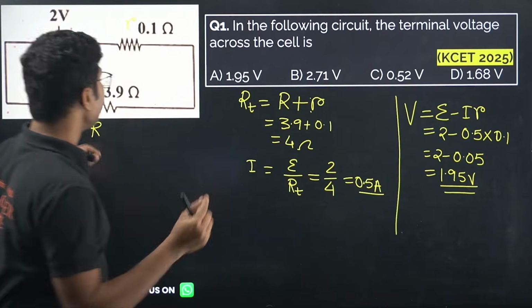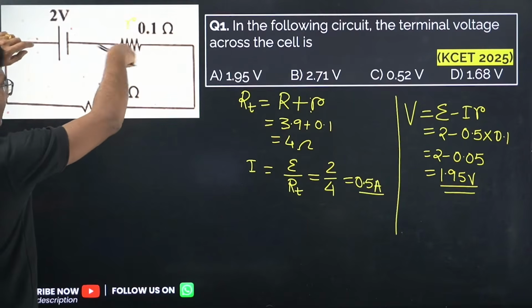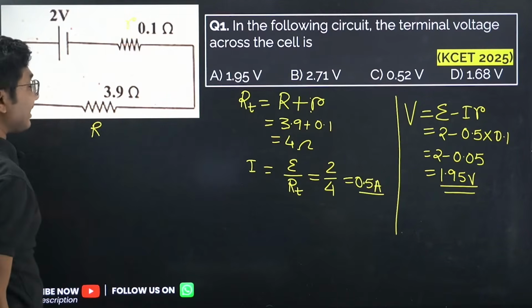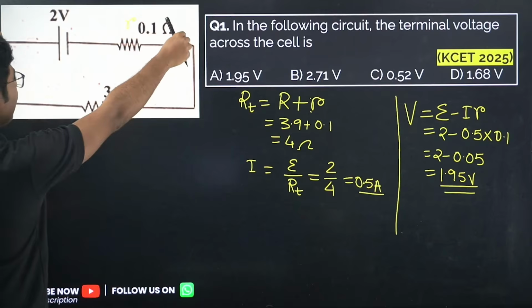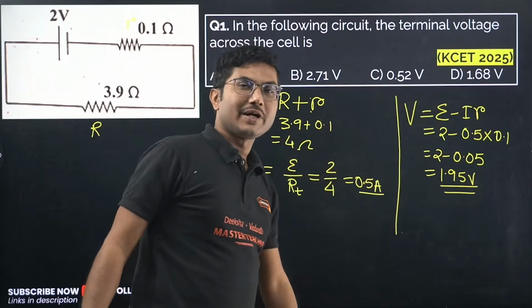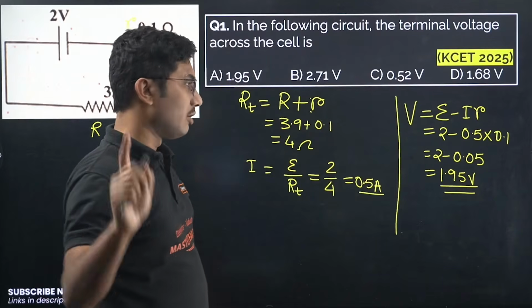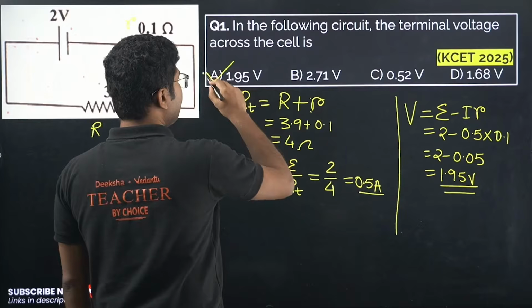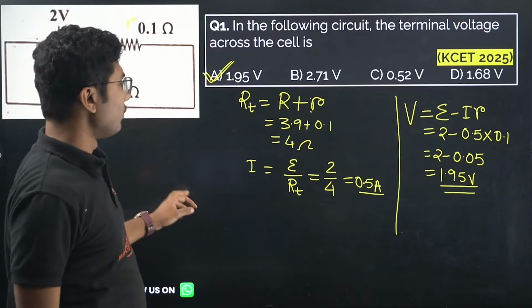So if you take a voltmeter and put it over here, this resistance is included inside the battery, right? So when you take a voltmeter and put it over here, you will measure 1.95 volt and not 2 volt. So the correct answer is 1.95 volt.